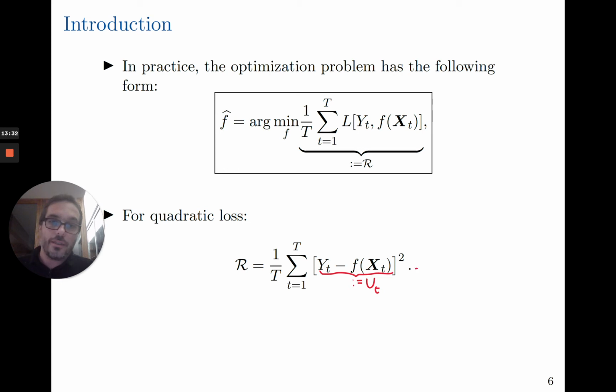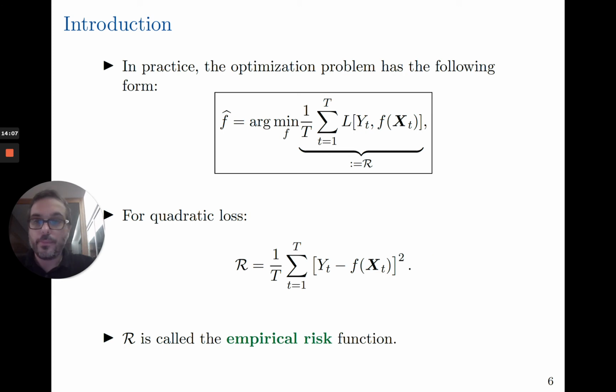So R_T is equal to 1 over T, the sum of u_t squared. Okay? So we are minimizing the squared error, the average squared error. So that's why we have the mean squared error loss. Okay? And R is called the empirical risk function.